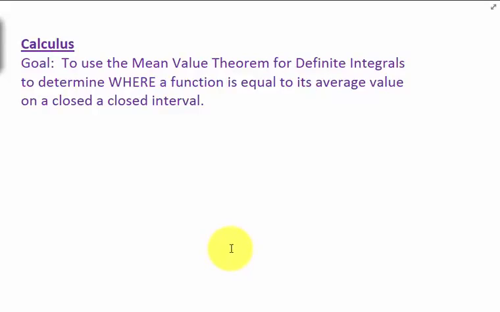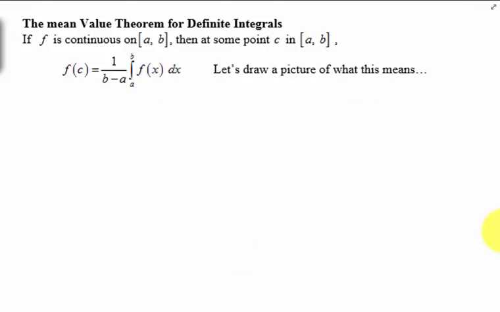All right, let's look at what the mean value theorem for definite integrals is. The mean value theorem for definite integrals says, if f is continuous on a closed interval from a to b, then at some point, some x value c in that interval, this must be true. And we'll talk about what this means.